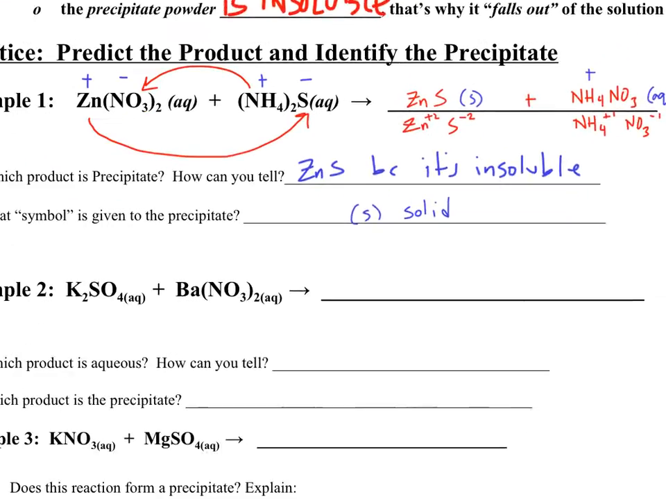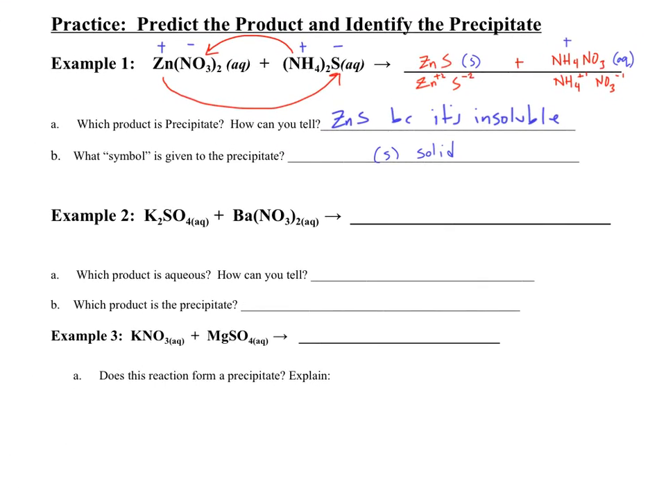All right, moving on. Let's try another example. Example: K2SO4, potassium sulfate, and barium nitrate. Potassium is positive. Sulfate is a polyatomic ion, it's negative. Barium is positive. Nitrate is a polyatomic ion, it is negative. So the positive is going to form a bond with the negative. This positive is going to form a bond with this negative.